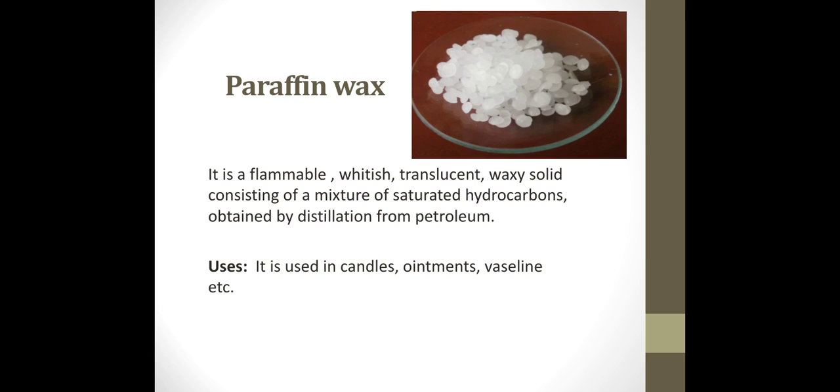Now the paraffin wax. It is a flammable whitish translucent waxy solid consisting of a mixture of saturated hydrocarbons obtained by distillation from petroleum. So it's a whitish substance which is found solid in nature, and this is used to manufacture candles, ointments, Vaseline, etc. All such substances are prepared from this paraffin wax.